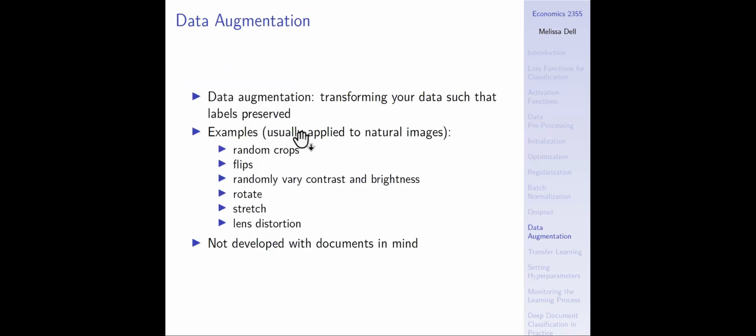And so what data augmentation means is you take your labeled data and you transform it such that labels are preserved. And so the examples in the literature, which were designed around natural images, are things like take random crops of the image, flip the image. So if you have a cow and it's looking left, you flip it so the cow is now looking to the right side of the image. Randomly varying the contrast and the brightness of the image, rotating, stretching, lens distortion.